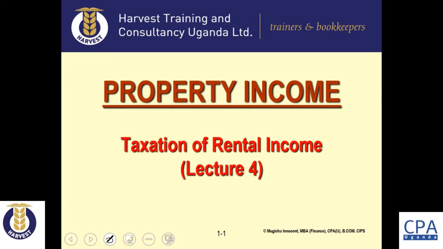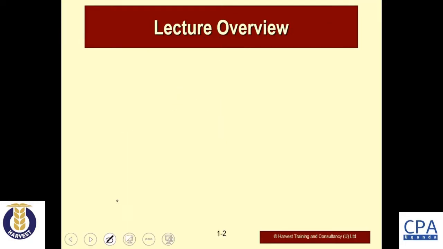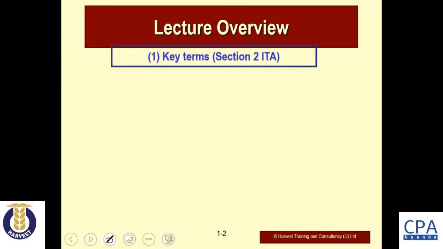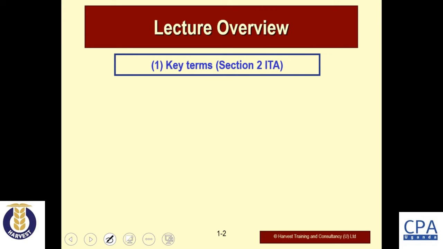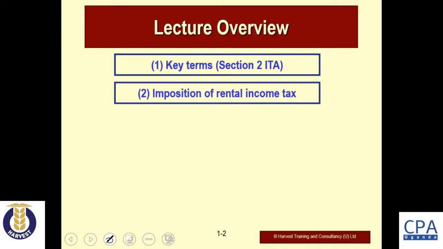In this lecture, we are going to look at a number of things. Among those, we are going to look at some of the key terms given in the line of rental income for an individual as per Section 2 of the Income Tax Act. Then we shall move into a discussion on the imposition of rental income tax. As we have been discussing in our previous lectures, no citizen is supposed to pay a tax unless it is imposed by an act of parliament. So we are going to look at this particular section that imposes tax on rental income of individuals.